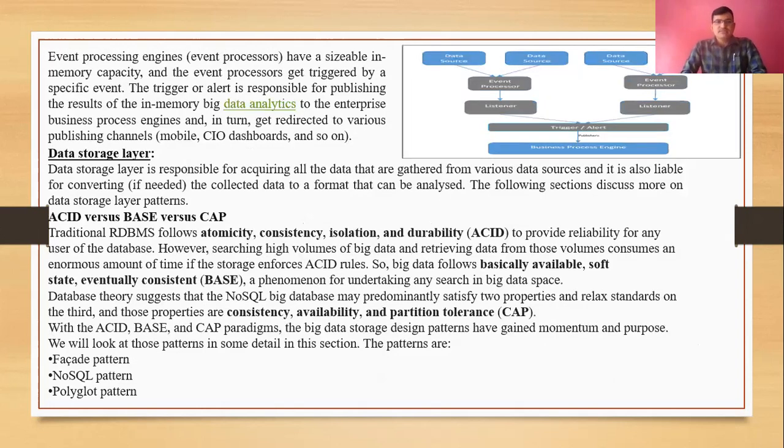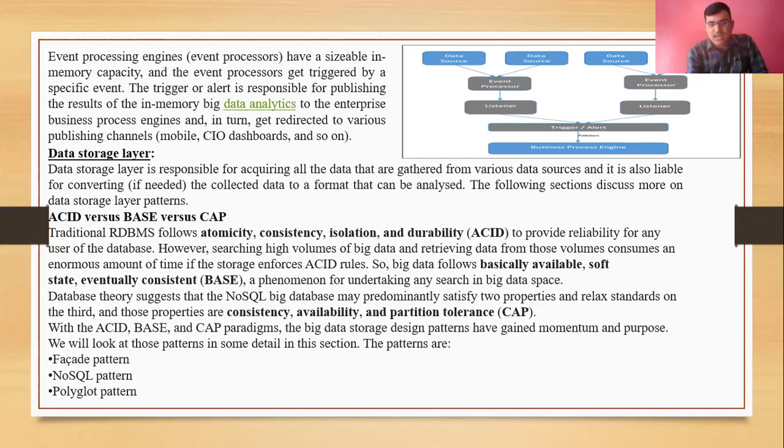The processing engine has a sizable in-memory capacity, and the event processors get triggered by a specific event. The trigger or alert is responsible for publishing the result of the in-memory big data analytics to the enterprise business processing engine, and in turn to be directed to various publishing channels: mobile, dashboards, and so on.